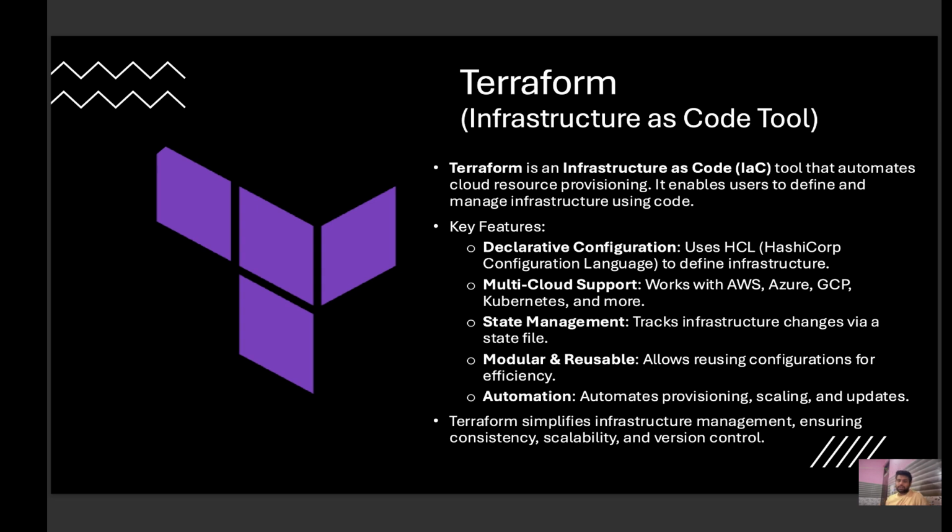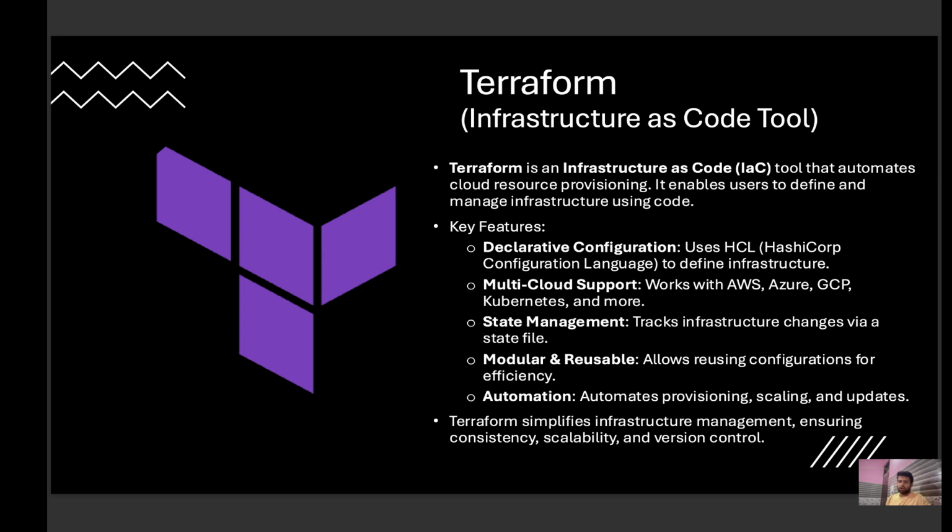So modular and reusable. HashiCorp Terraform is modular and reusable. It allows us to reuse the configuration for efficiency. We can use the same type of configuration, that TF file, Terraform file, for our other projects as well. Like if we need EC2 instances for multiple projects, we can use those scripts and run them with those projects where an EC2 instance with the same configuration is needed.